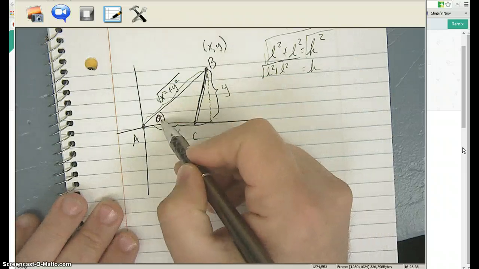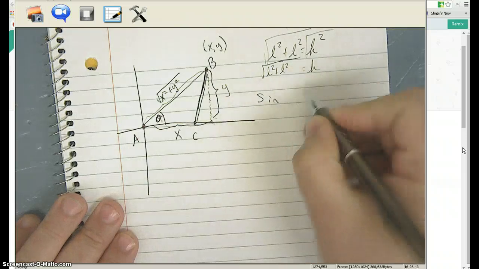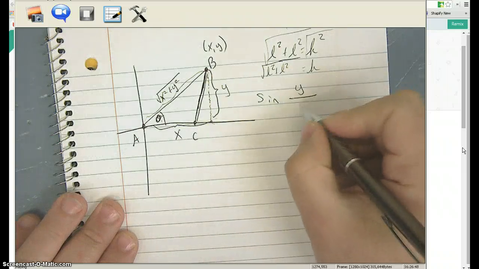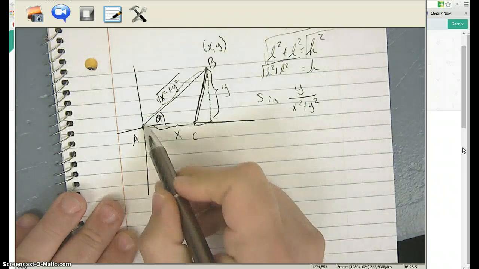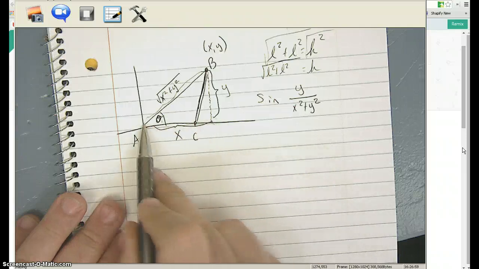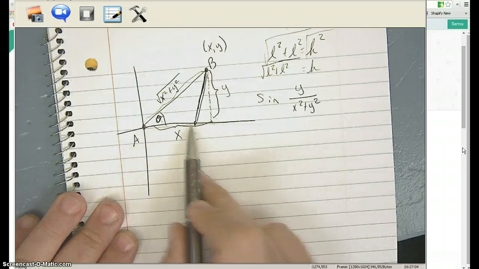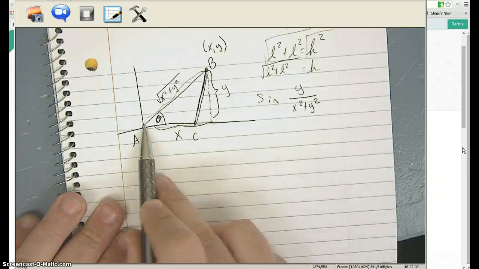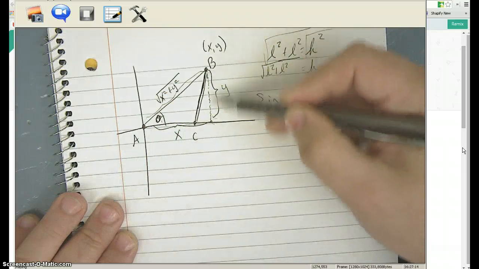So we can derive our sine. Sine would then be equal to the y value of that point B over the square root of x squared plus y squared. Now obviously this works when A is at the origin, but if not, this wouldn't be 0, but it would be x minus whatever value that is. So we'd have a different length, but we're still looking at the difference between horizontal values and the difference between vertical values.